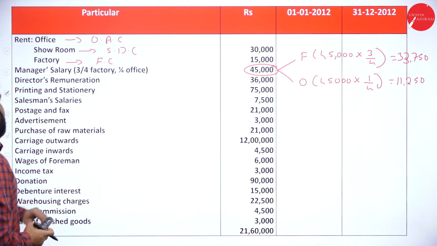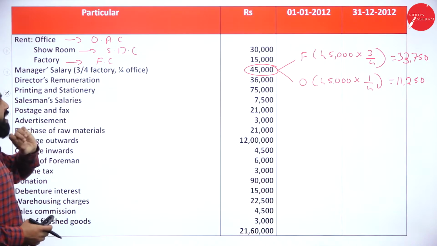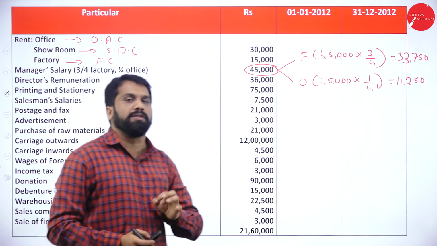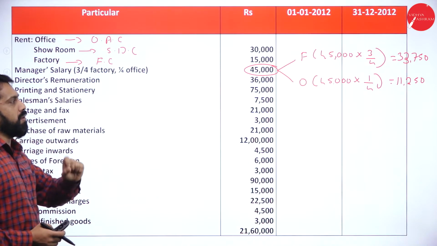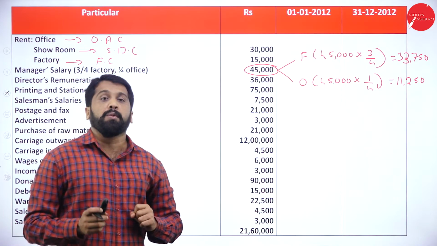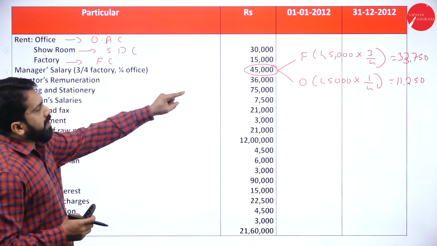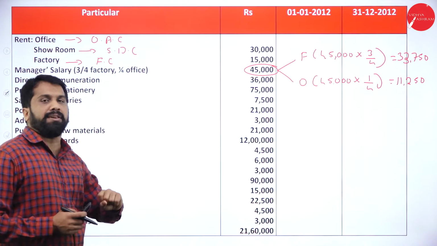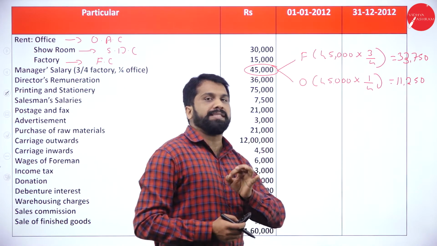Now, as they told you, manager's salary is 3/4 for factory and 1/4 for office. 45,000 into 3/4, 45,000 into 1/4. So like this you have to calculate. 33,750 will go to factory cost and 11,250 will go to office cost.